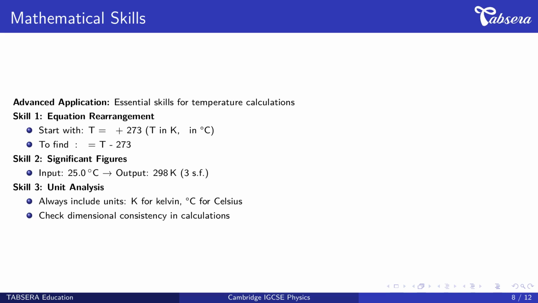Second, significant figures. When converting 25.0 degrees Celsius, which has 3 significant figures, our answer should also have 3 significant figures, giving 298 Kelvin. Third, unit analysis. Always include units in every step: K for Kelvin and degrees C for Celsius. Check that your dimensional analysis is consistent. Adding 273 to degrees Celsius gives Kelvin, which is dimensionally correct for temperature conversion.